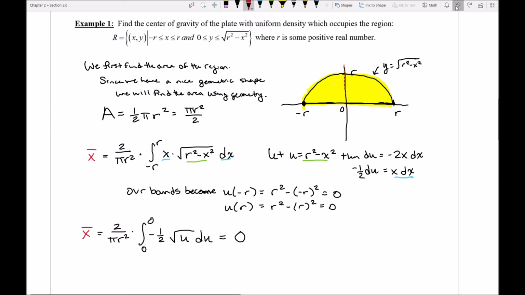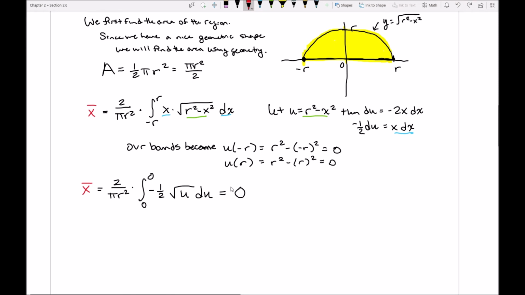Okay, so let's go ahead and try to nail down exactly what y-coordinate we're going to be sitting at. We know that we already found the x-coordinate. To find y bar, we're going to have to go ahead and compute, again, 1 over the area, and then times an integral from negative r to r. And we'll have our 1/2 times our function, r squared minus x squared, being squared.